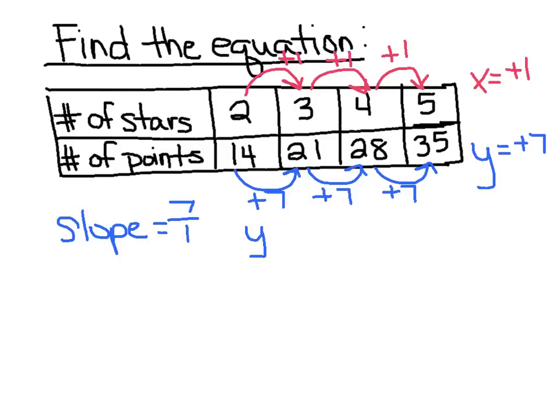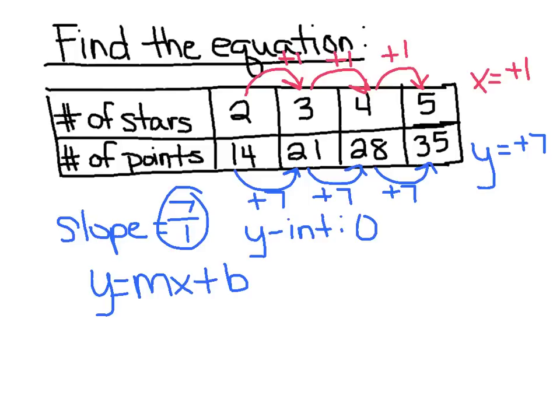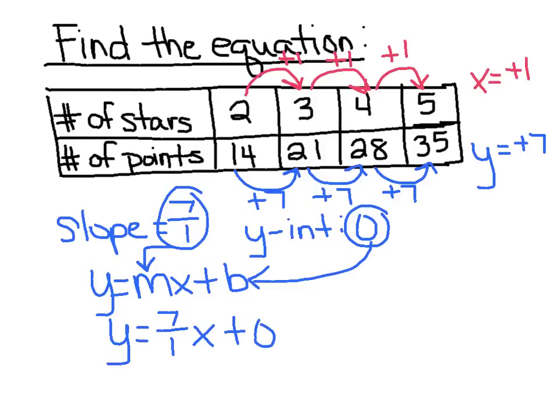My y-intercept is that starting value. So when I have 0 stars, how many points would I have? Well, if I have 0 stars, I don't have any points. That would be 0. Then I'm going to substitute into the equation y equals mx plus b. I'm going to put 7 over 1 in for m and 0 into b. So it reads y equals 7 over 1x plus 0, or y equals 7 over 1x.